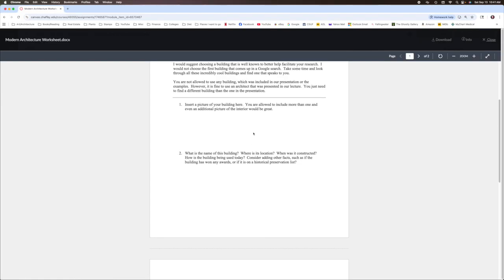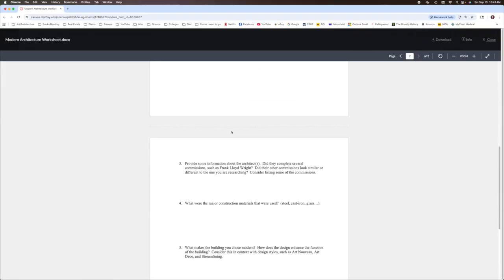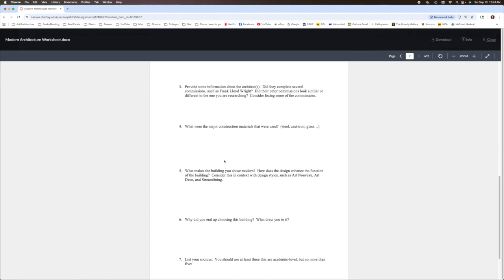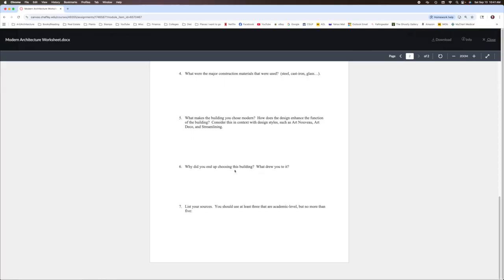The first thing you do is you pop in a picture of the building here. In question 2, you're going to provide the name of the building, the location, when it was constructed. Mostly all the facts about the building go here. Question 3 deals with the architect, architects, or architectural firm. The building materials, you pop into number 4 here. For 5, what makes the building modern? 6, why did you choose this building? Why do you like it? What drew you to it? And then finally, you want to list some sources where you got your information from.